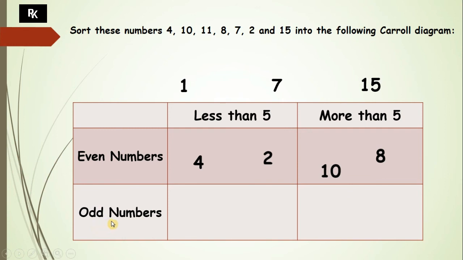Next I have to find the odd numbers that are less than 5. So among these 3 numbers, which is less than 5? 1 is less than 5 and it is also odd. So I will put this 1 in this box. Next number is 7, that is an odd number and also more than 5. So I will put this number here. The last number is 15, that is an odd number and also more than 5. So I will put this 15 in this box.